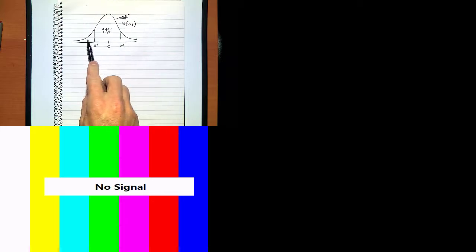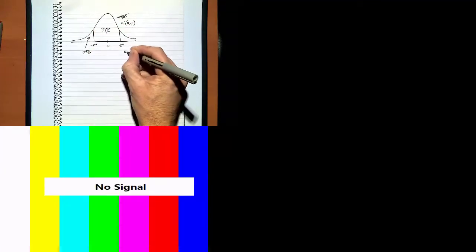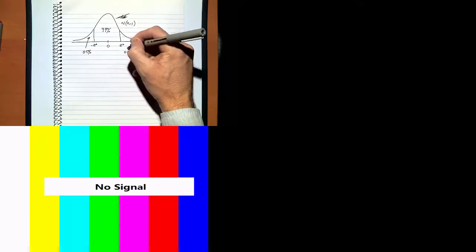So what is left over for the edges or for the tails? There's 1%. So both of these tails are equal, which means there's going to be 0.5% in each tail. All right, so 0.5%. So this is the picture that you either draw or you draw in your head. If it was me, and this is how I do it, I would actually draw this.